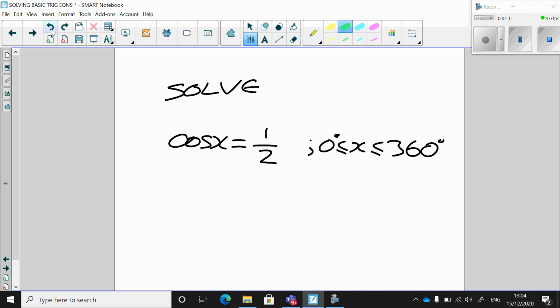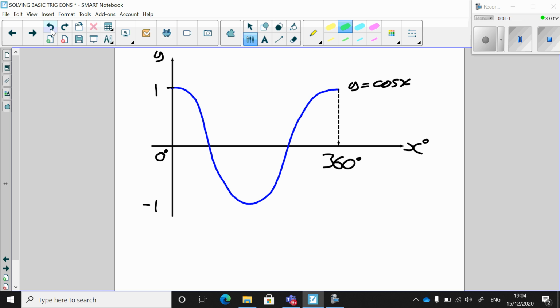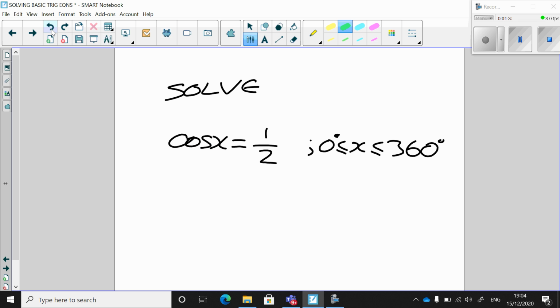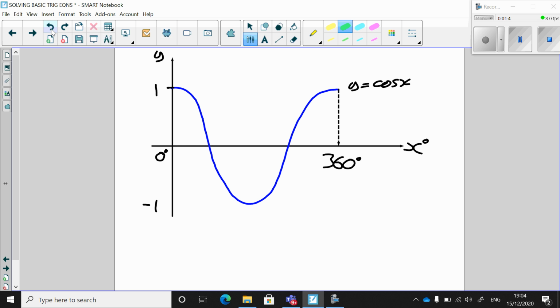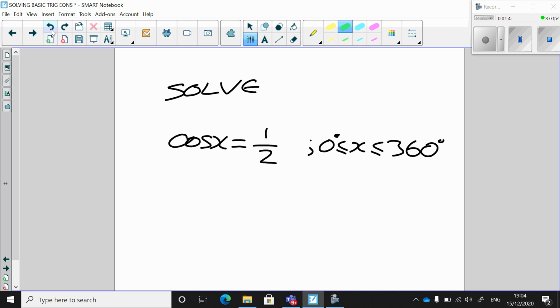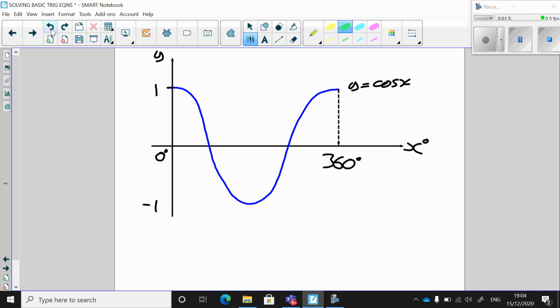What we can do here is just go and look at the graph of cosine. That's cos x. You've seen that before. It maximizes at 1, minimizes at -1, and the pattern repeats itself after 360 and before 0. But the equation is, where does it equal a half? That means where does it have height a half? Height here is a horizontal line.